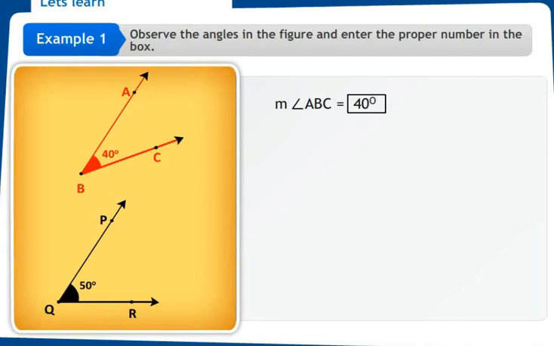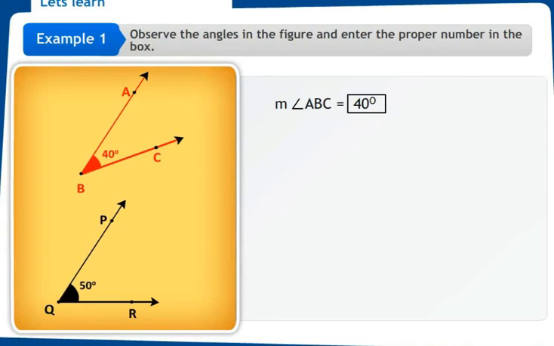You can see example 1. Observe the angles in the figure and enter the proper number in the box. You can see there is an angle drawn. The first figure, angle ABC. Now children, very important, angle ABC. What I'm going to do is write the measure of angle ABC.